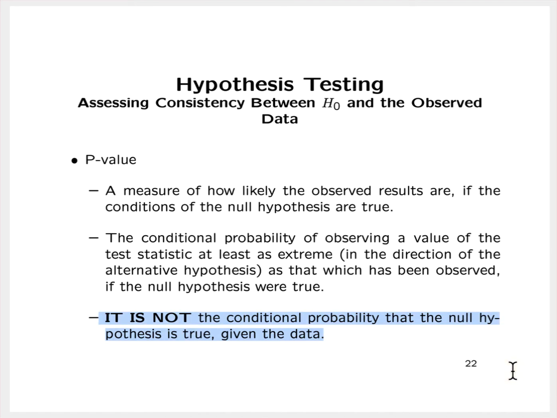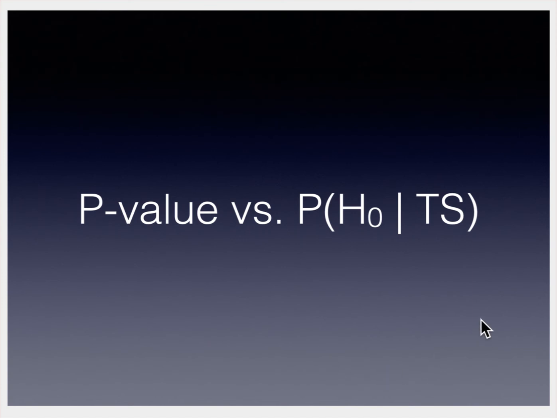So let me show you another slide here that will hopefully emphasize the difference between these two types of probabilities. Both of these are conditional probabilities, but they're not the same. This is a set of slides that I used in another class, but I think it's helpful to see it here. We want to differentiate between the p-value and the conditional probability that the null hypothesis is true given the value of the test statistic.